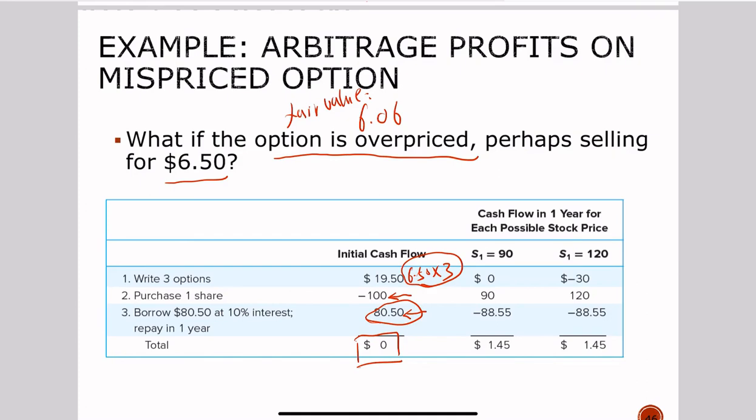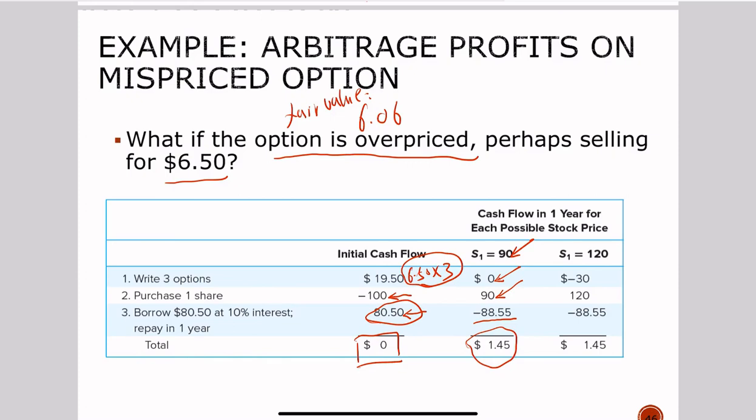For example, if the stock price is 90, then the call option buyer will not exercise the call. So the value of the call is just 0. And of course, the value of one share is 90. And because the interest rate is 10%, you have to return this amount. And you can see that you will get this $1.45 positive profit.